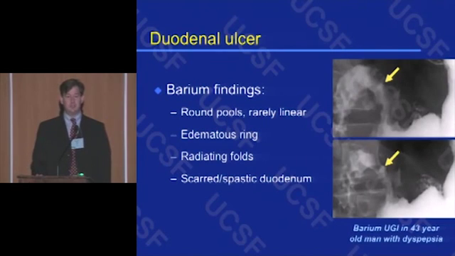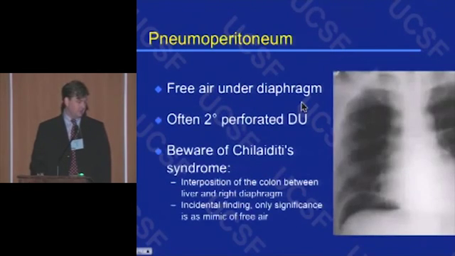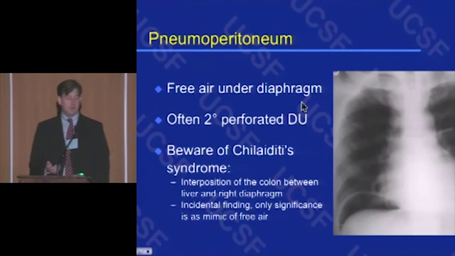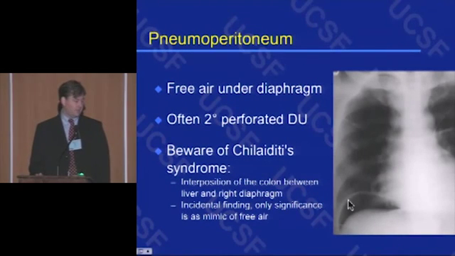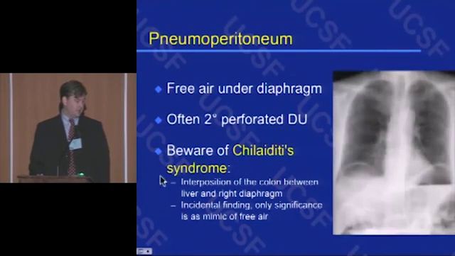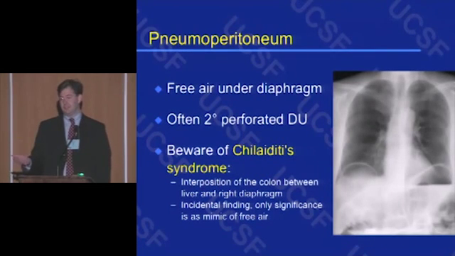Whenever you got a duodenal ulcer, you always have to worry about perforation. So how do we look for pneumoperitoneum? Again, it's always the classic free air under the diaphragm on an upright chest. Things that you have to think about, though, whenever you see isolated lucency under the right diaphragm, Chilaiditi syndrome. What it is is interposition of the colon between the liver and the right diaphragm. Really, the only significance of this is that it can mimic free air. It could totally look like free air. Like this case, this was actually just colon. Here's the normal stomach bubble, but not free air.